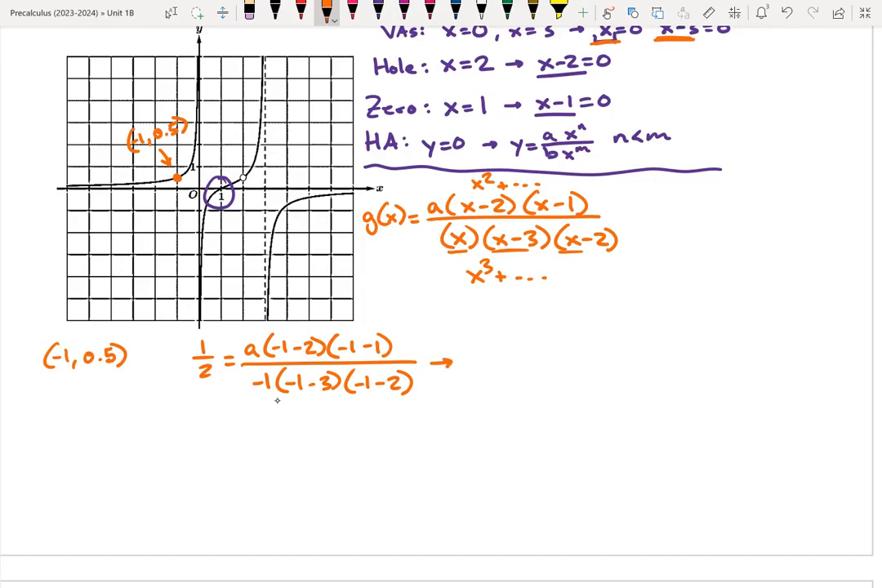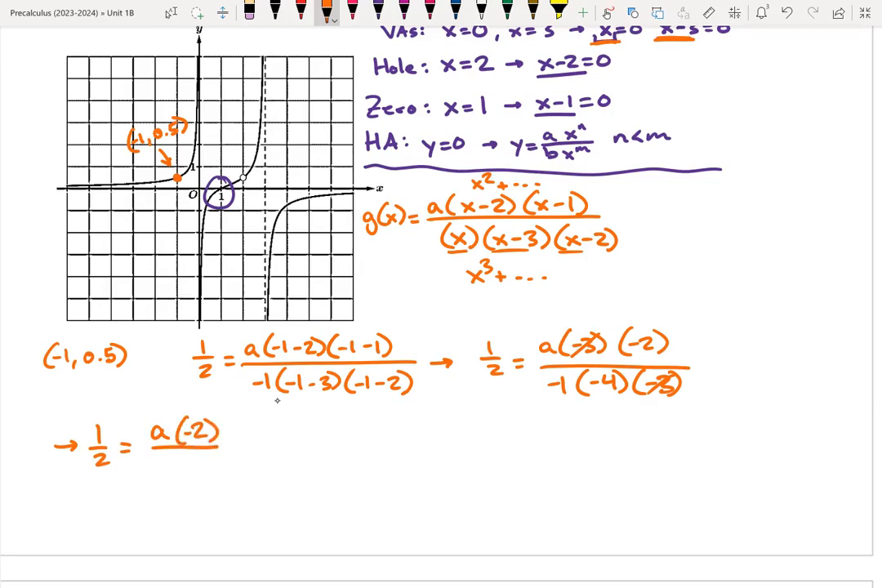So that should give me 1/2 equal to a, and that will be -3 minus 2 over -1. That will be -4. And then that will be, looks like -3. So again, these -3's should cancel out. And then I should have 1/2 equals a, let's see, -2 over +4. Does that look right? -2 over +4.